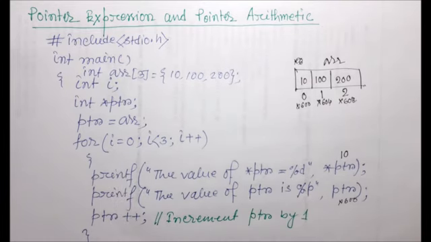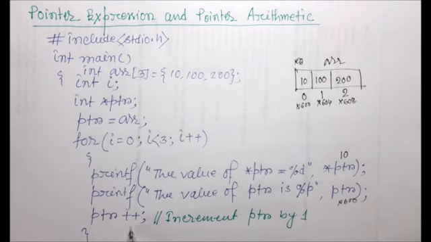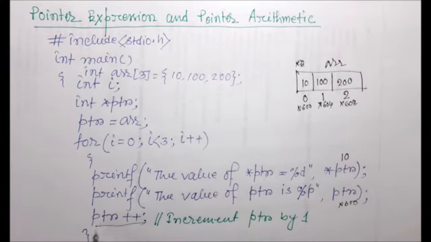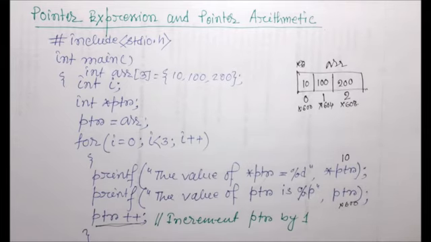So, next time, ptr plus plus will increment by 1. So, it will increment by 1. That is the use of the arithmetic operator. In case of an array, we just update my pointer with the next location.